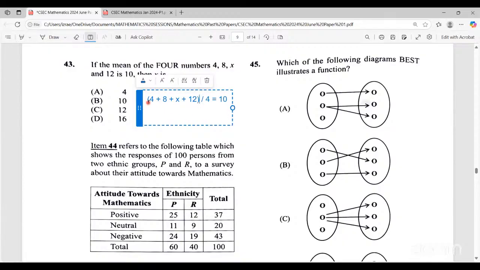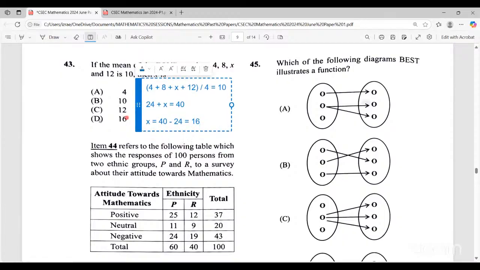And let me make this fast. 4 add 8 is 12. 12 add 12 is 24. So 24 add x would equal to what? 4 by 10 is 40. So what would x be? Simple. 40 subtract 24 is what? 16. Easy stuff. Right? Just felt you needed to see that. So that's D.